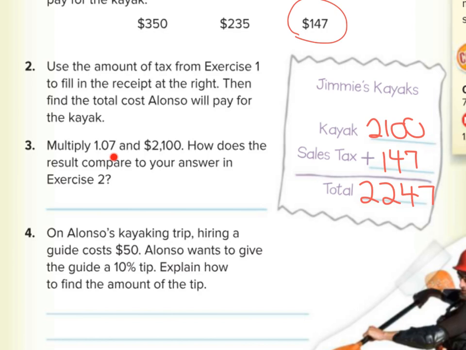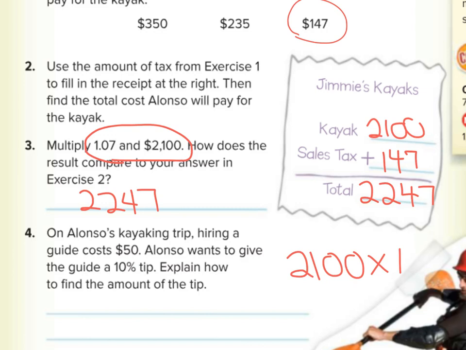Multiply 1.07 and 2,100. How does the result compare to your answer in exercise 2? Now, here's what they're trying to get us to do. In this equation, we're still going to get 2,247, the same thing that we have right here. The reason I put a 1 in front of it is because if I multiply 2,100 times 1, I'm going to get 2,100. It's going to include this amount already. So I know that my price includes this. This is without taxes, so I have to include it, so I'm going to multiply it times 1. So that'll be included in my answer.